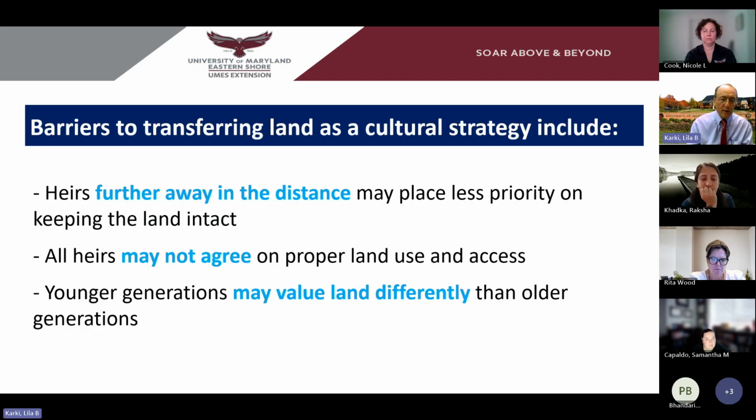And similarly, we have some considerations from a cultural perspective. Heirs live further away from the property. That is one problem. And the other thing is that all heirs may not agree on proper land use and access. Many of them have different ideas, options, and interests. And the most important thing these days is the younger generation. They have a different perception about the value of land.